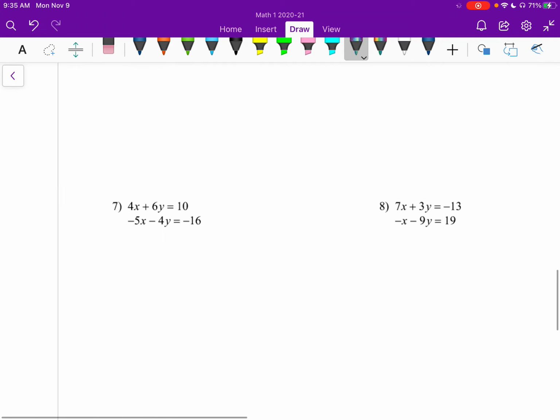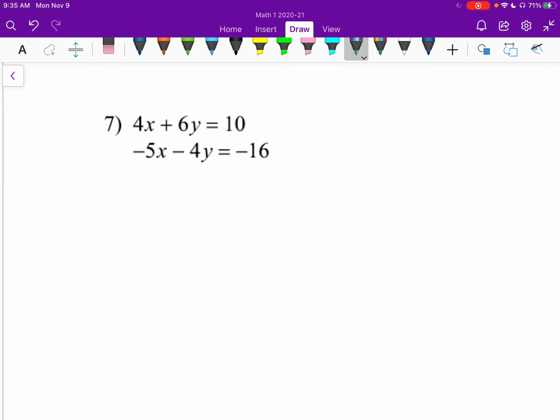All right, last two problems. Ooh, awesome. This one's already in order for us. We need to decide, are we going to cancel our x's or cancel our y's? It really doesn't matter which one we do. Let's do our y's. We could multiply, and we could get them both to be at 12, right? If I multiply the top by 2 and the bottom by 3, my 6y and my negative 4y will both turn into a 12 and negative 12.